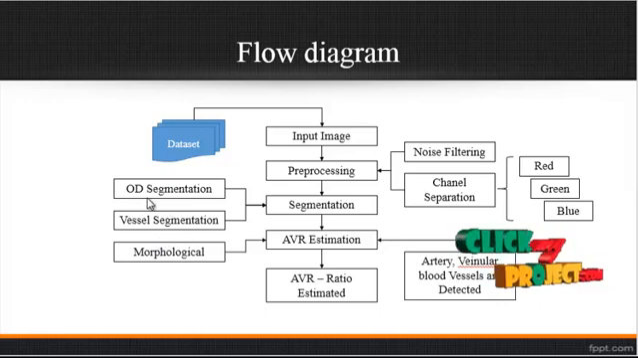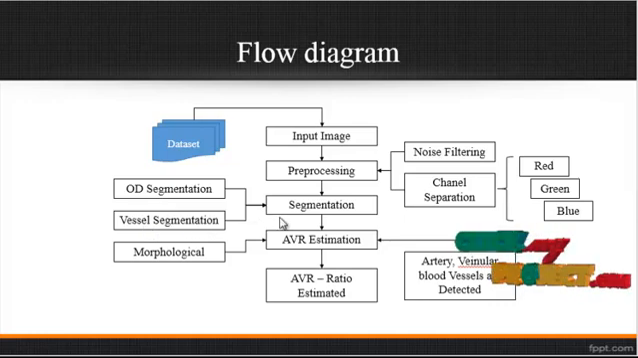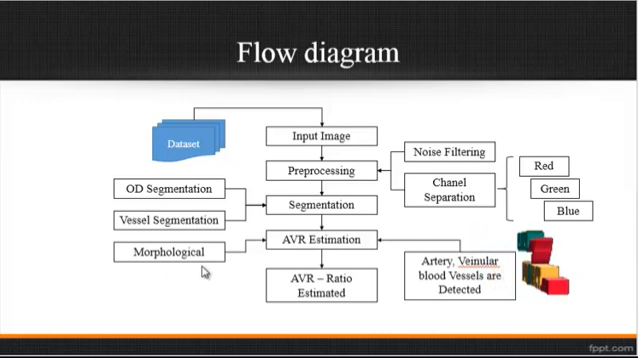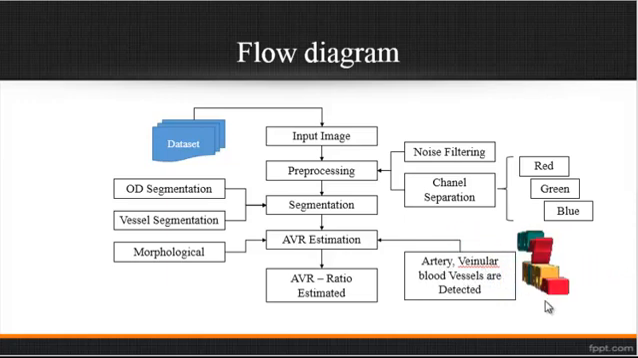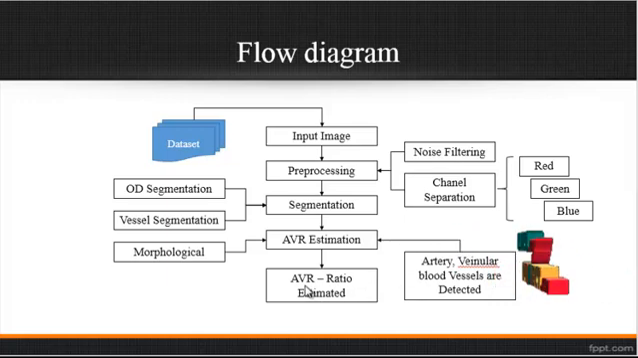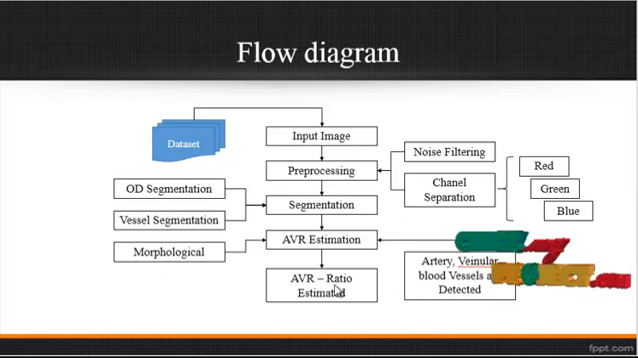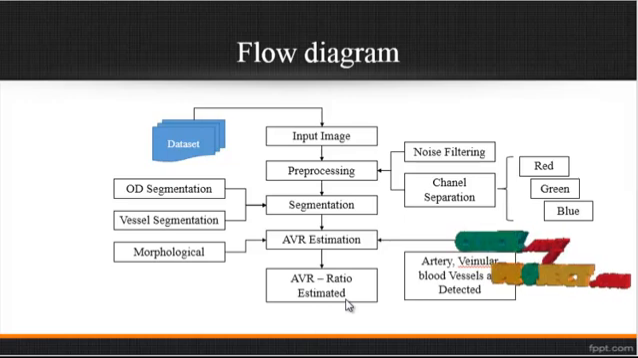Hence, the optic disc region and the vessel region will be separated from each other, and then the AVR estimation is done using the morphological operation. In the AVR estimation, the artery region, venular region, and blood vessel regions are detected. These three regions are detected separately, and then the AVR ratio will be estimated to detect whether the input is in the normal condition or the abnormal condition.